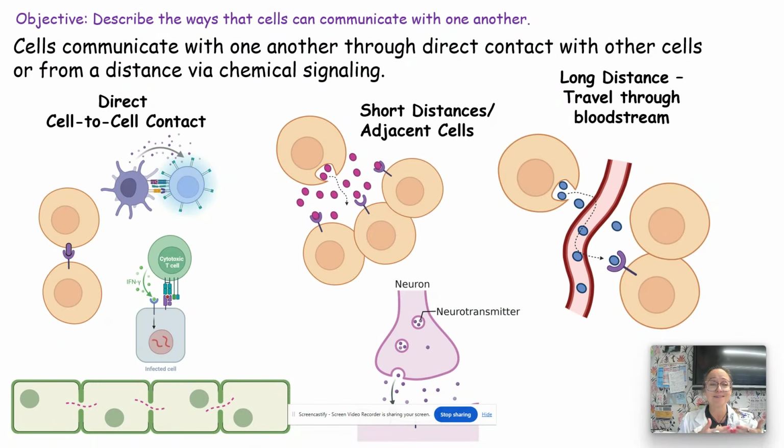We can have direct contact, or direct cell-to-cell contact. This is very popular in our immune system with how our immune system cells communicate. We also see this in plant cells, where they have channels or gaps in their cell walls where molecules can travel directly from one cytoplasm to the next in a nearby cell. And then we have short distance communication and long distance communication.